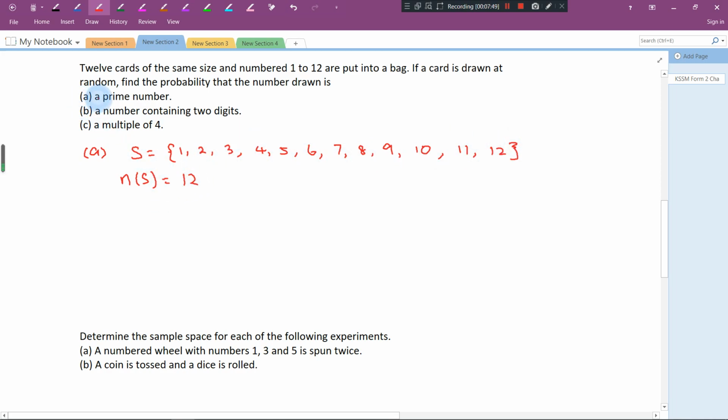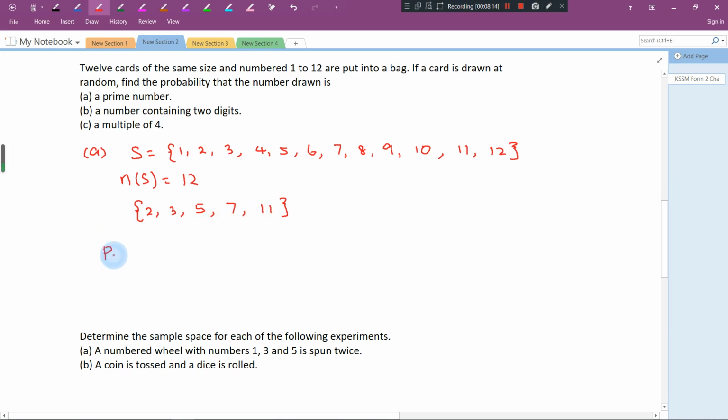Okay, now we look at A, prime number. So we list out all the prime numbers first. So how many prime numbers do we have here? 2, 3, 5, 7, 11. Okay, these are all the prime numbers, right?